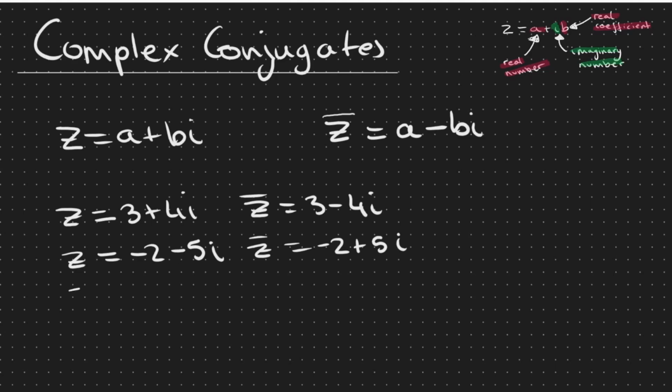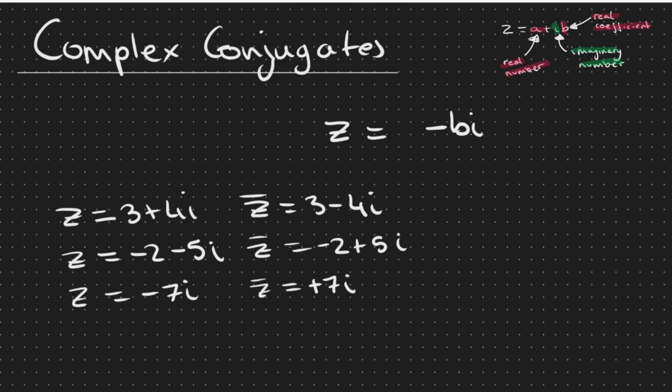Now, if you have the complex number z equal to minus 7i, the complex conjugate would very simply be plus 7i, because there's no real part to the complex number. But the imaginary part still has to have an inverted sign.